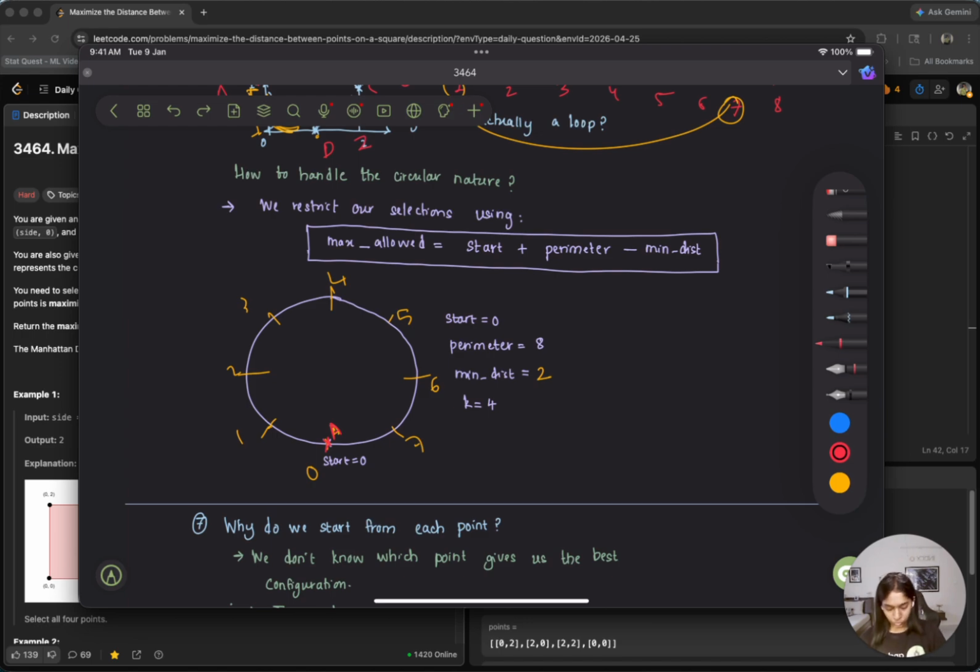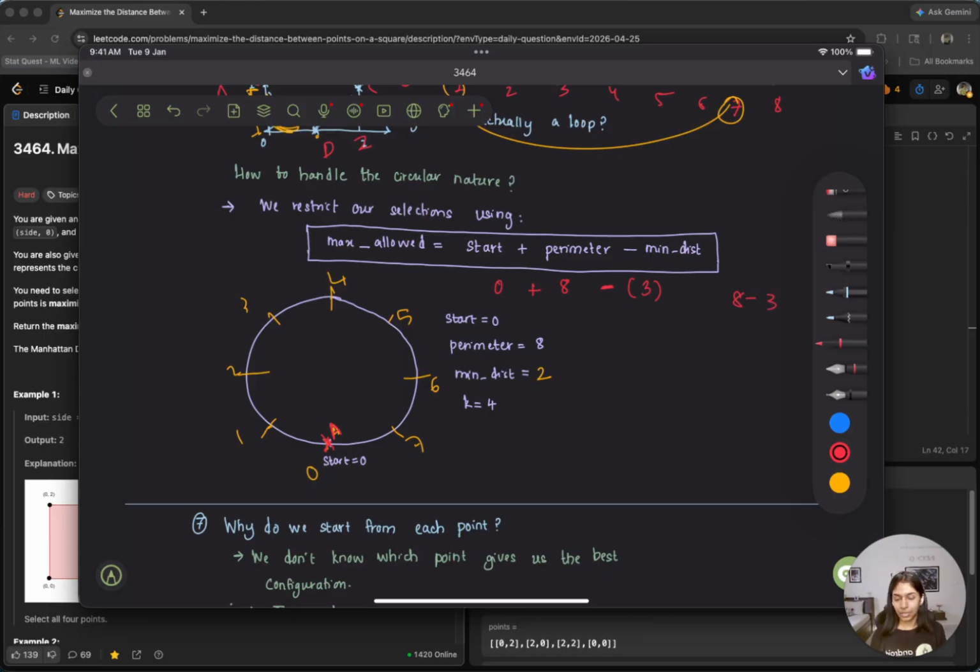So the rule we have is that the maximum allowed distance, this value, has to be start. So in this case, start is 0 plus the perimeter value. This perimeter value is 8 minus the minimum distance. In this case, the minimum distance that we were trying to maintain was 3. So we get 8 minus 3.